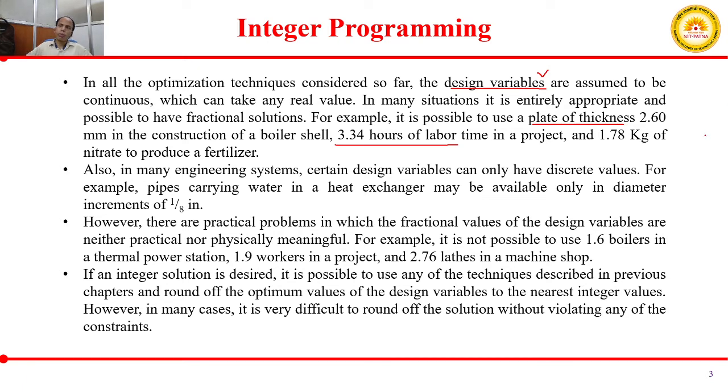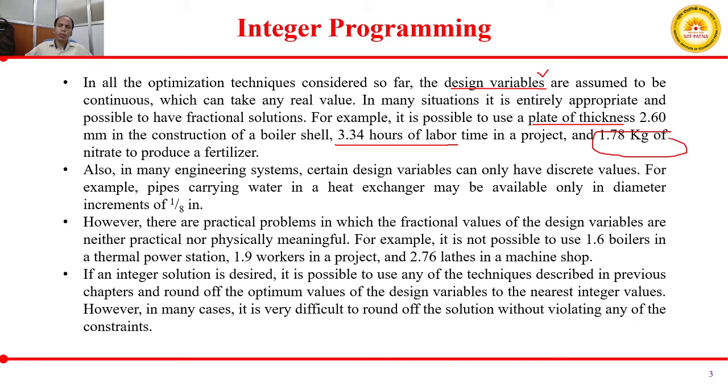Okay, also weight of some material may be 1 kg, 2 kg, or it may also be in fraction, 1.75, 1.78, something like that. But in some engineering situations, you may find that your design variables have some discrete values. They may have certain values like 0, 0.5, 1.0, 1.5, something like that.